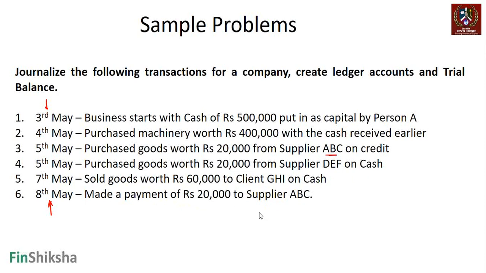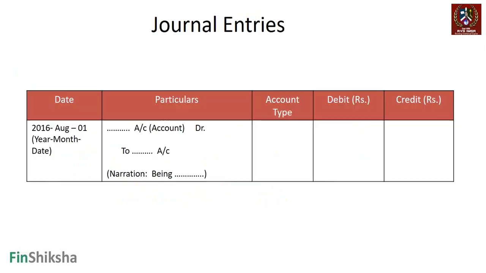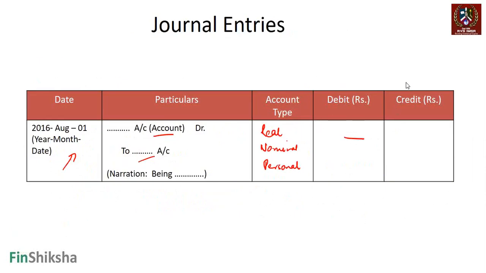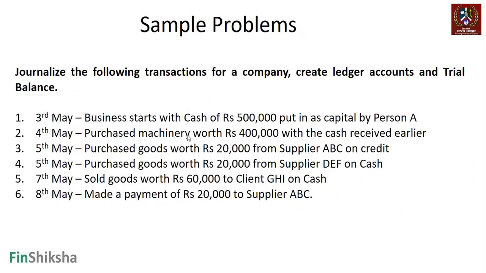Now, the general format of a journal would appear something like this, right? We'll put in whatever the date is. Certain accounts get debited, another account gets credited. We will also put in the account type, which is real, nominal, or personal. And then based on that, put the debit and credit on this side. So that's what we're going to do, and for this purpose it might make sense to use an Excel file where we can build in all this data, and then build the ledger accounts, individual accounts of cash, machinery, etc.